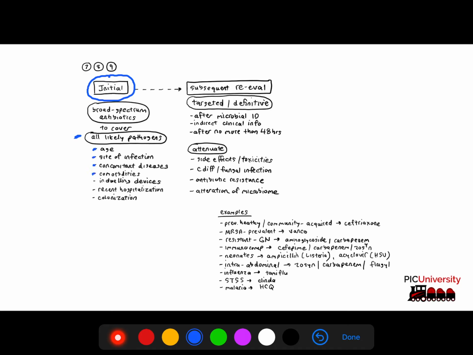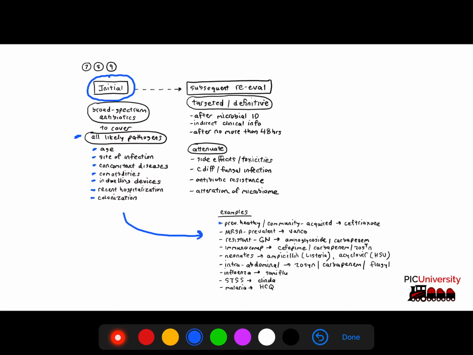present with, also any comorbidities, any indwelling devices such as central venous catheters, if they've been recently hospitalized, as this can affect the potential organisms involved, and if they're affected by any chronic colonization of bacteria. So for example, the campaign gives several concrete examples of antibiotic regimens for different types of patients.